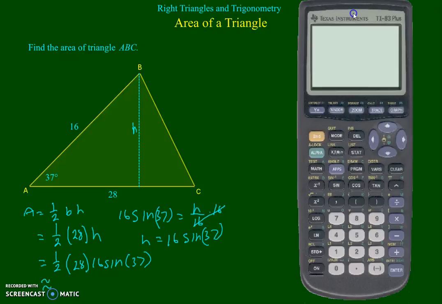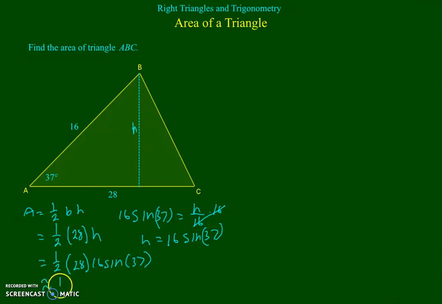Now that's all that's left, is for us to put this in our calculator and find the response. So let's move this over here. And we have 0.5, which is 1/2, times 28 times 16 sine 37. And our value is 134.8. So that's our area, approximately 134.8.